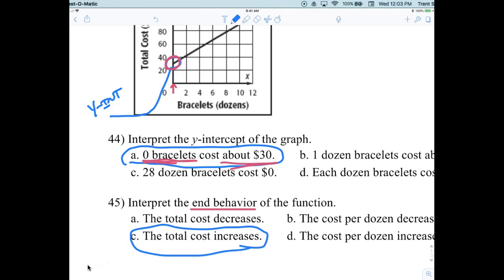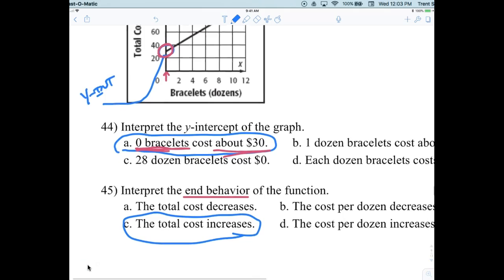Now, the end behavior, I haven't really told you what end behavior is, but you ought to be able to look at that and say the end behavior is just what's happening in the graph. What's happening? The total cost increases. Yeah, the total cost increases. Some people thought it was D.